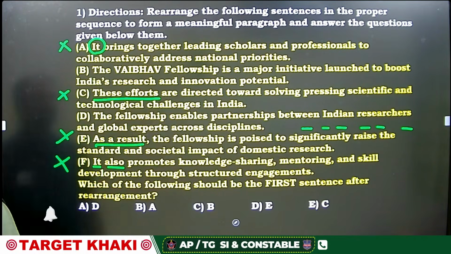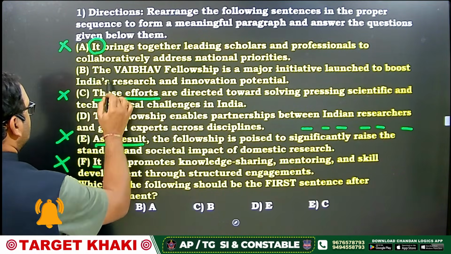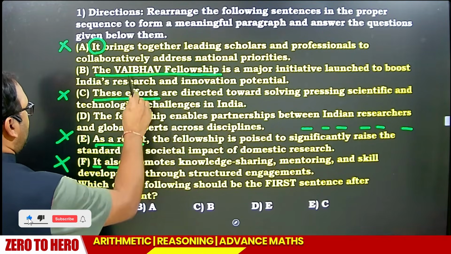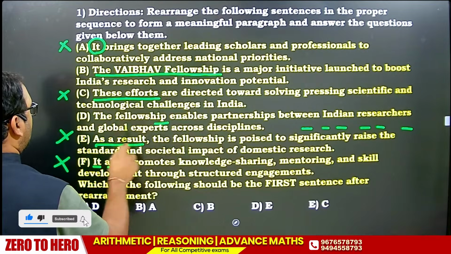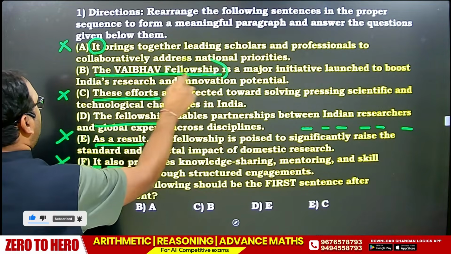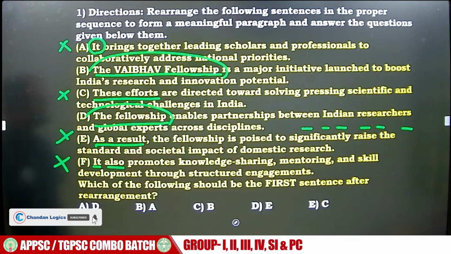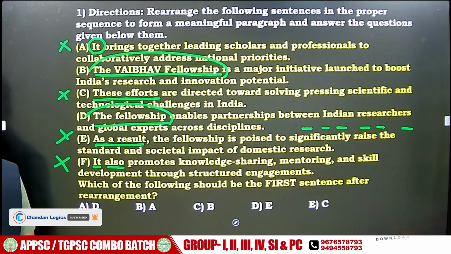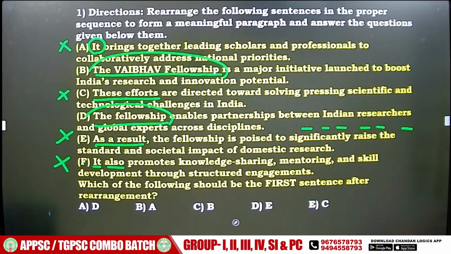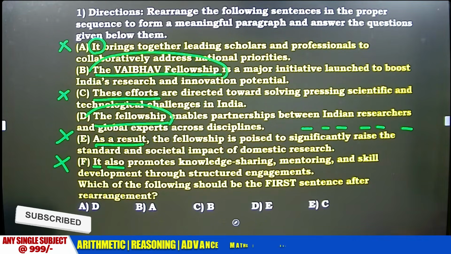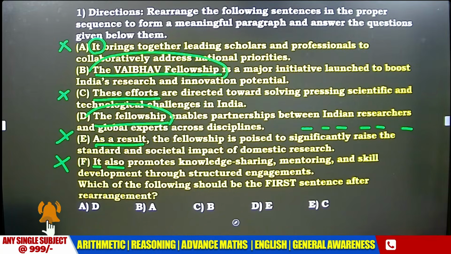And here, if you observe B and D sentences, here says the Vaibhav Fellowship. Here says the fellowship. So out of the 2 sentences, what do you think is the correct statement? Naturally, B is the correct statement, right? Done. So starting with B now, go ahead, guys.